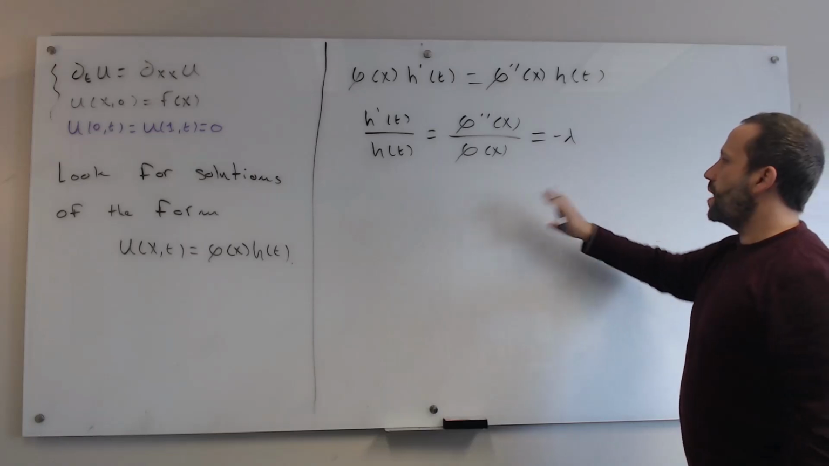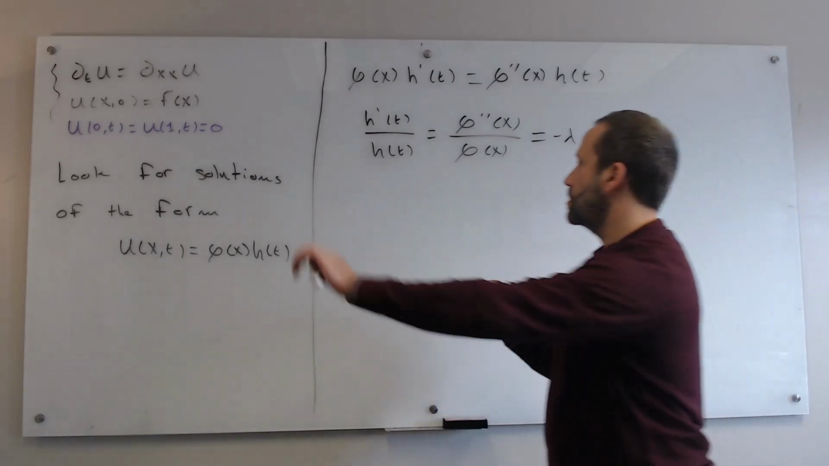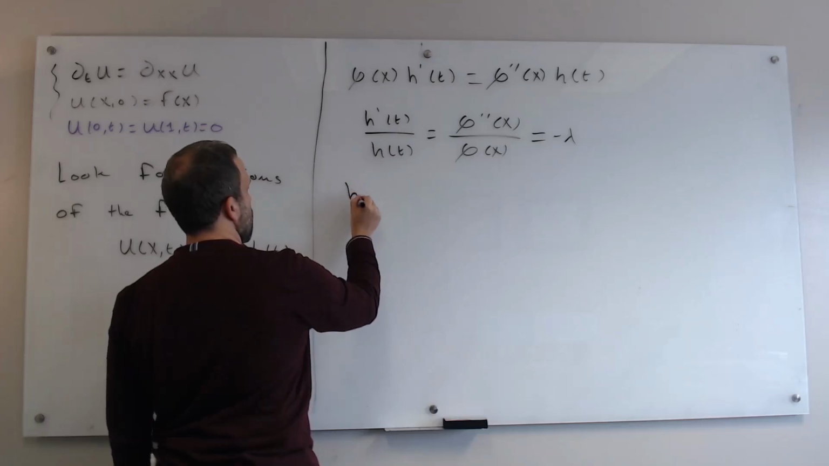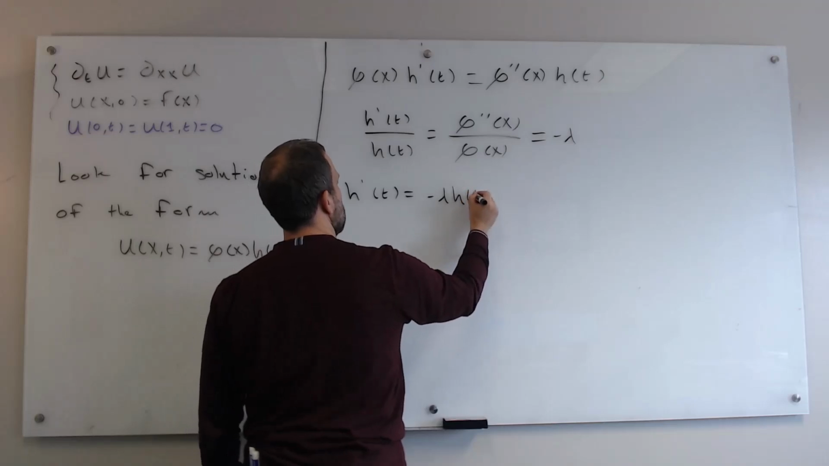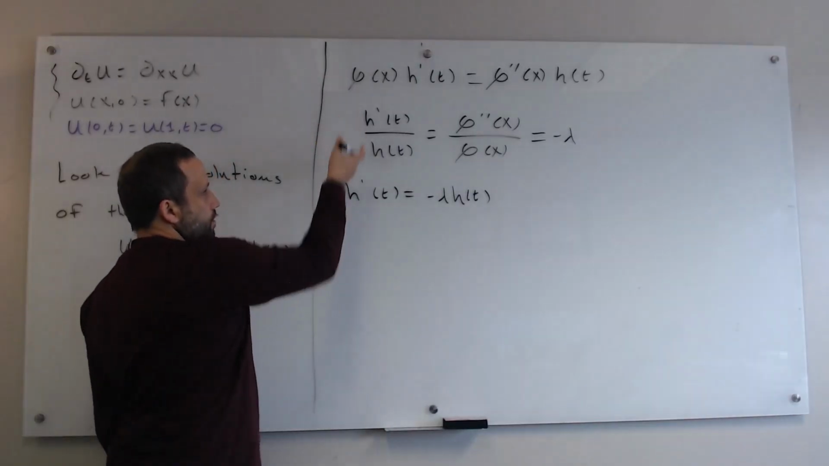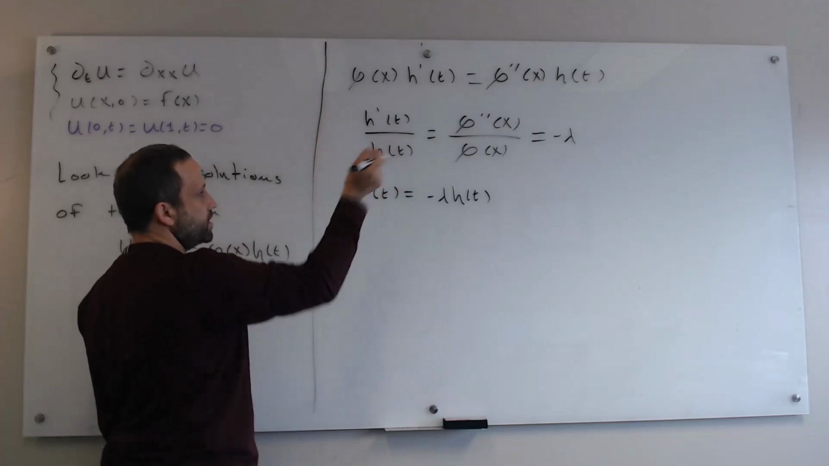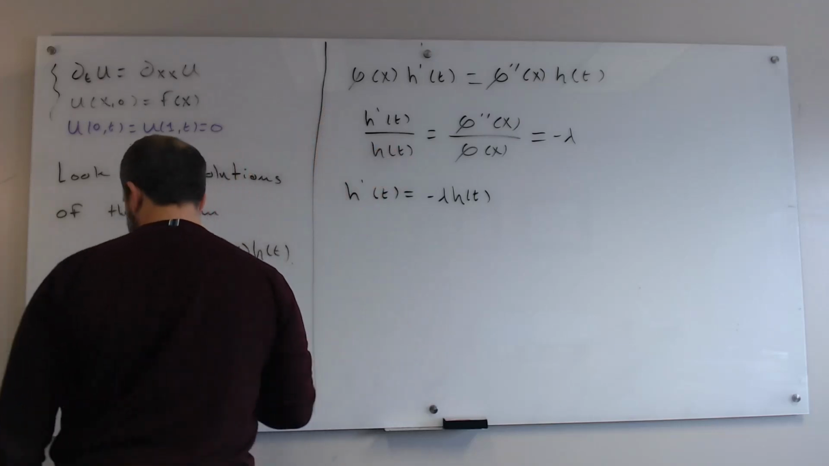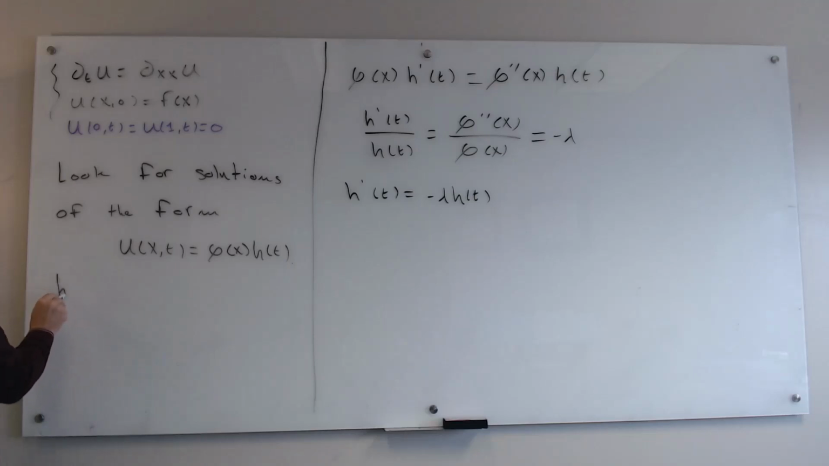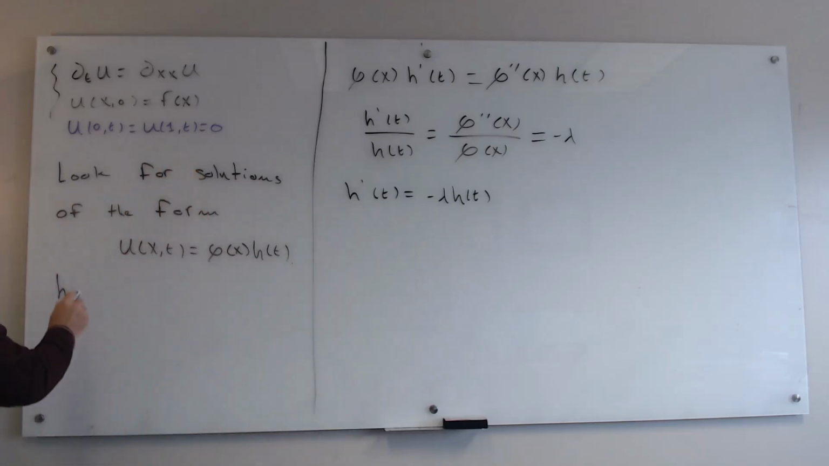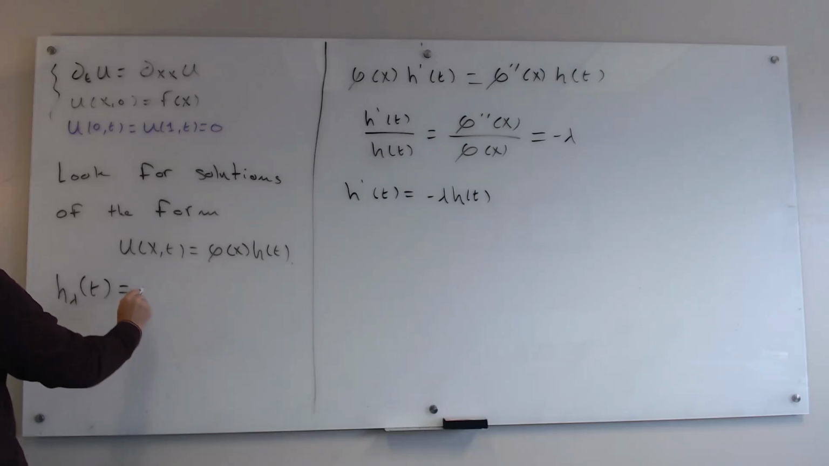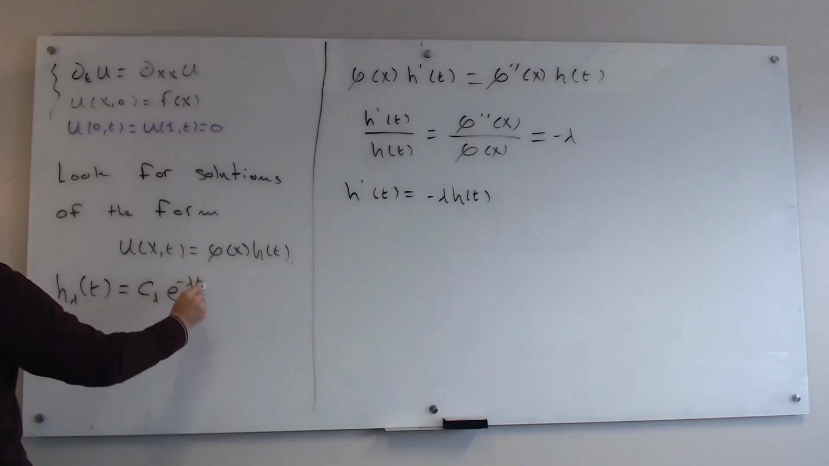Okay, so now what we have are two ordinary differential equations. If I look at the t equation, I've got h prime of t is equal to minus lambda h of t. Or the way that I really want to think about it is h prime over h is equal to minus lambda. However you want to think about it, this is going to give h sub lambda. For every lambda, I'm going to get a different solution. So h sub lambda of t is going to be equal to some constant that for now I'm going to call c sub lambda, times e to the minus lambda t.